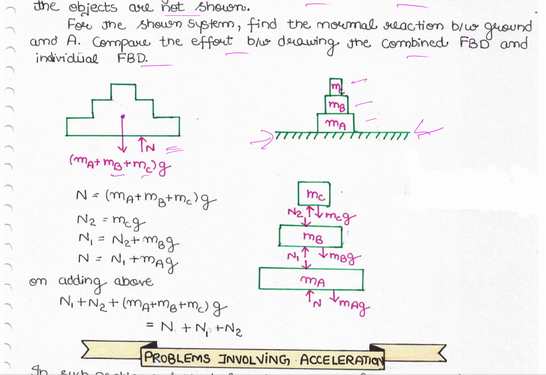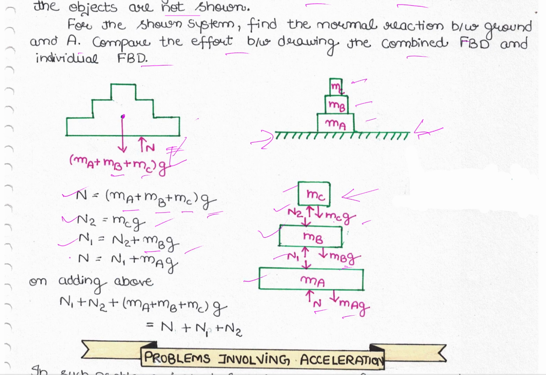If we individually take these, we can write for MC, MCG and normal force N2. For the second mass B, MBG and N1 would be its normal force, and for A, MAG and its normal force would be capital N. So for the combined diagram, N is equal to MA plus MB plus MC into G. For this one, N2 is equal to MCG. For this one, N1 is equal to N2 plus MBG.